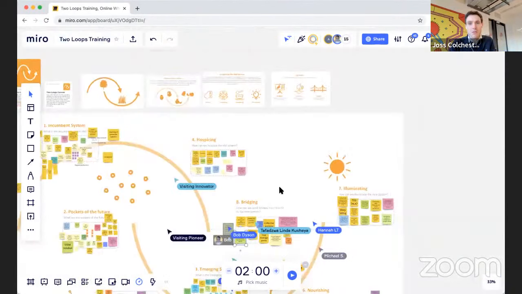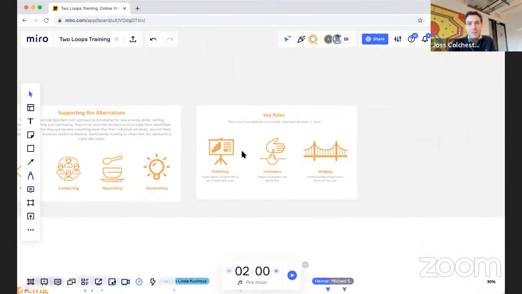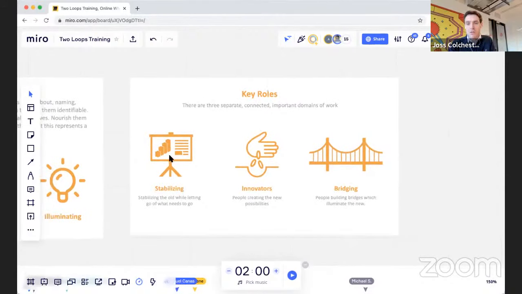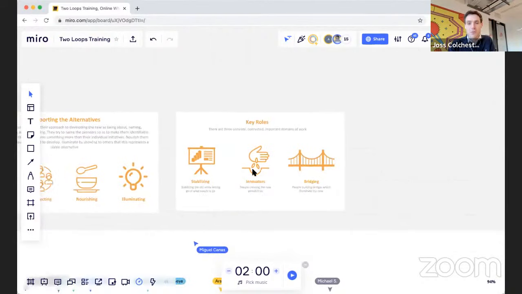Some people play roles in the new system, helping to create that. Some people are playing roles in the old system, helping to sustain what needs to be sustained. And then there are other people who are playing this bridging role, connecting between them. Really important role.